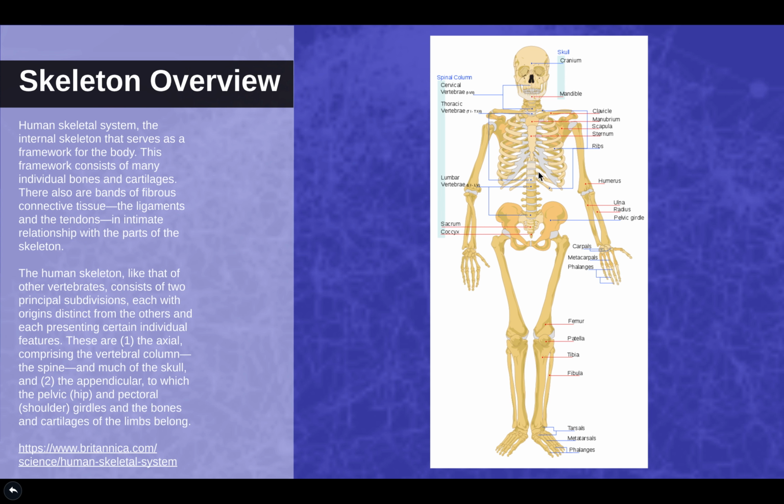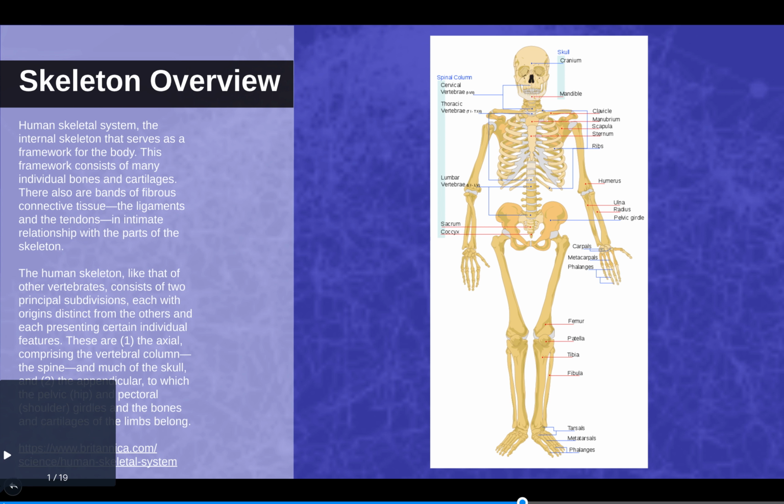If you know what an axis is, it's basically like the x and y axis in a graph. So you can think of this axial division as an axis for the body from which the rest is going to extend, and it's going to be the foundation for the rest of the body. And the appendicular is going to be the rotational parts of the body, so your shoulders, from which you have joints that rotate, and your hips.